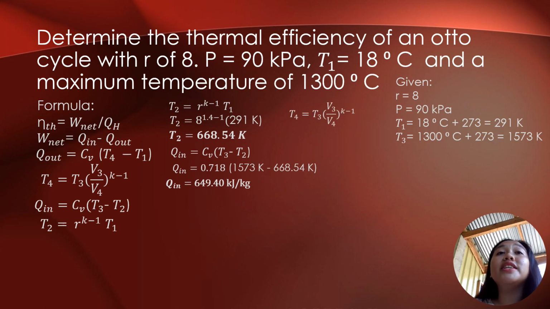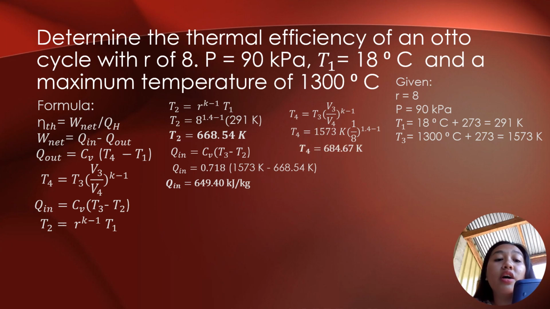Next, we need to solve the T4. Our T4 is equal to T3 times V3 over V4 raised to K minus 1. Our V3 is 1 and our V4 is 8. So let's solve this. We have 1573 Kelvin times 1 over 8 raised to 1.4 minus 1. So we have 684.67 Kelvin.